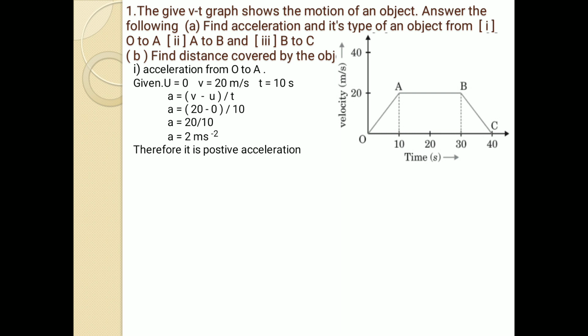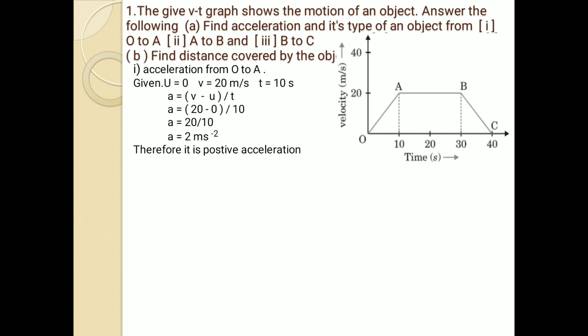So now we will calculate acceleration. How to calculate acceleration? You know the formula already. a is equal to v minus u by t. Now v, final velocity, is 20, initial velocity is 0 and time is 10. So 20 minus 0 divided by 10. 20 minus 0 is nothing but 20 only. So 20 divided by 10. 10 ones are 10, 10 twos are 20. So acceleration is 2 meter per second square. From where to where? From O to A.